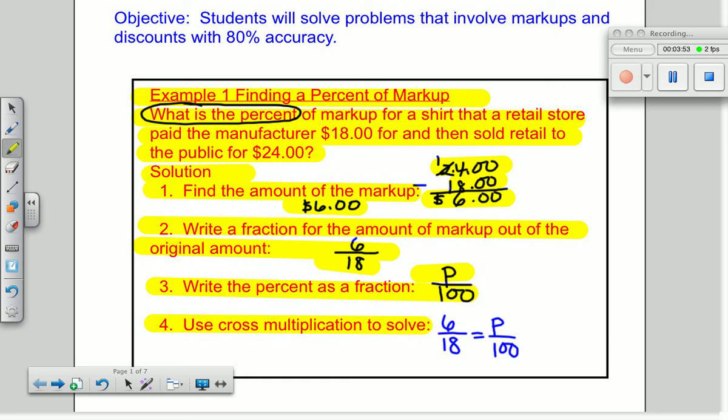Now, as you know now, there's two ways to solve this. I can either multiply by 18 to get 100, but nothing's coming to mind, so no, I can't do that. But I can cross multiply. So 6 out of 18, 18 times P is 18P, and 6 times 100 is 600. Divide both sides by 18. Okay, 18 into 600.